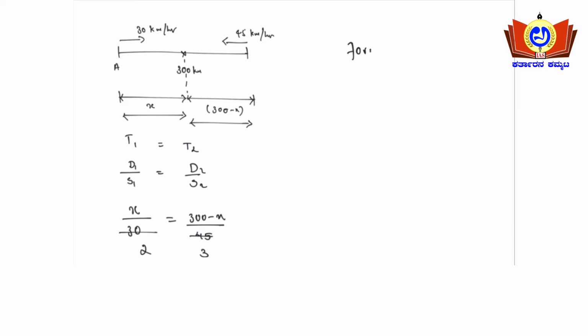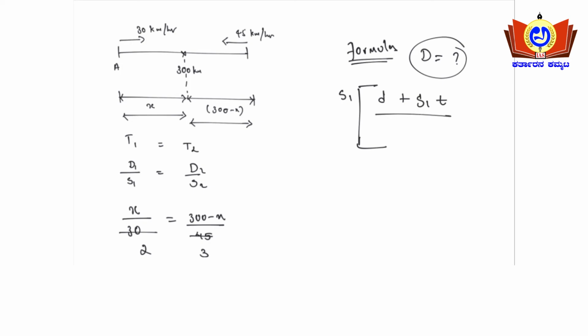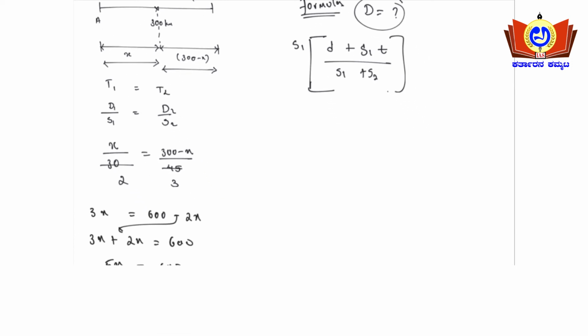See, in the formula method I'll be writing the formula here. When trains are coming toward each other, so they are crossing each other, and the distance is not given, the distance is unknown, then the formula will be S1 (D plus S1 T) whole divided by S1 plus S2. Okay, this is the formula, where this T is the time difference.